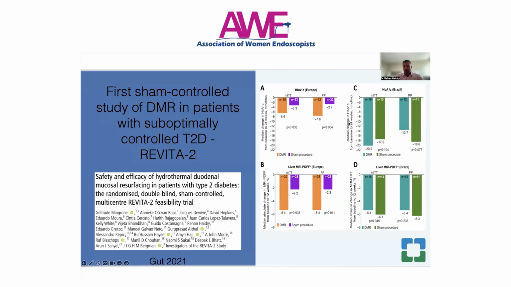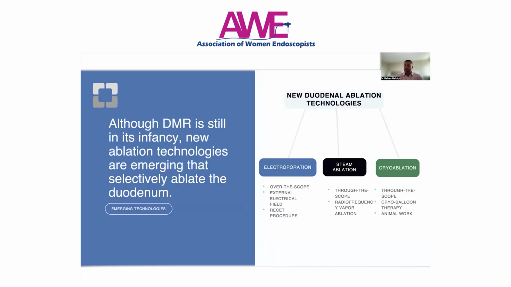If I just concentrate on the European data, because once we looked at the Brazilian data and the European data in isolation, the European data were more significant. You can see that compared to the sham procedure, there was a significant reduction at 24 weeks of A1C, but also in other parameters of metabolic health; liver MRI and fatty liver scores were improved as well. And in subsequently published data, there are now 2-year outcomes showing benefit.